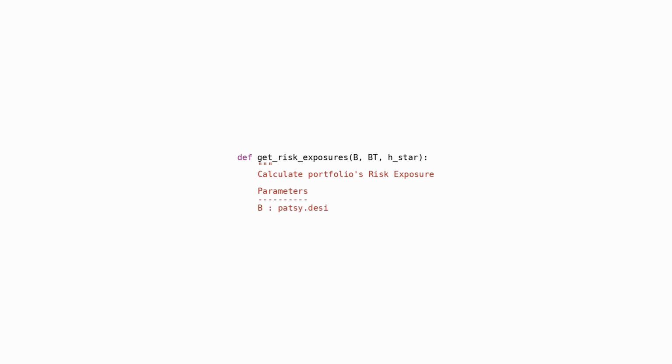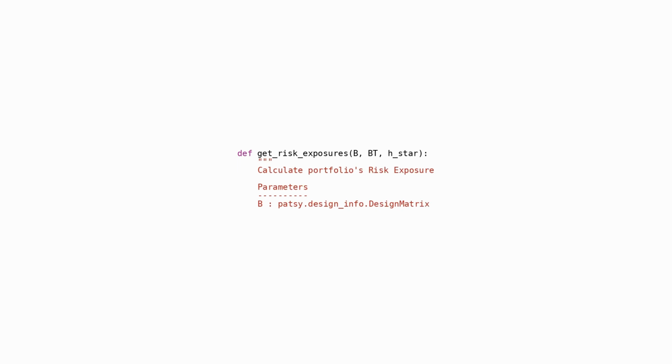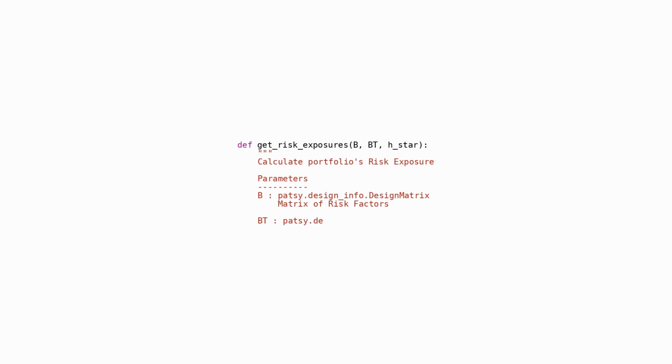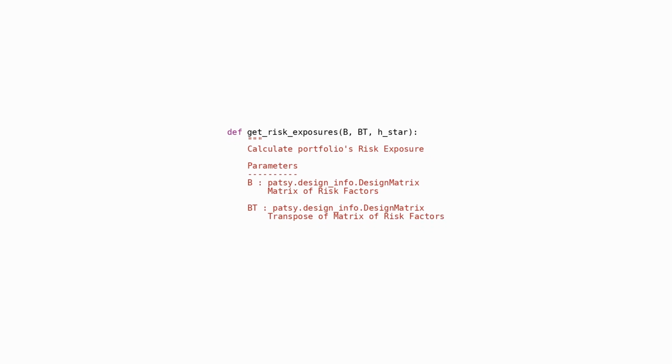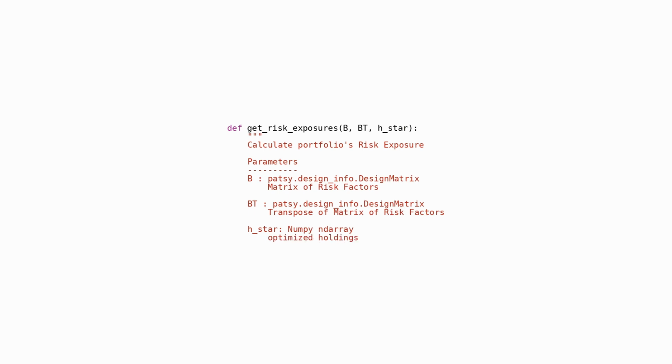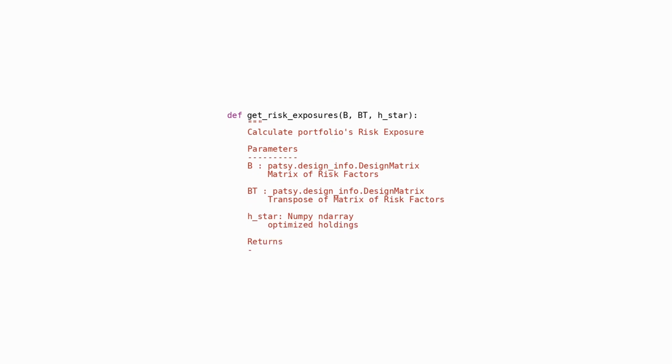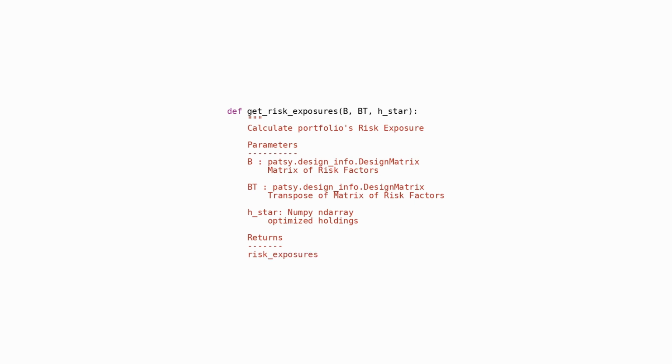The code snippet defines a Python function named get_risk_exposures that calculates the risk exposures of a portfolio given a matrix of risk factors, the transpose of that matrix, and a vector of optimized holdings. The function expects three parameters: b, which is the matrix of risk factors, bt, which is the transpose of the matrix of risk factors, and h_star, which is a numpy array containing the optimized holdings. Inside the function, the numpy matmul function is used to perform matrix multiplication between bt, the transpose of the risk factors matrix, and h_star. This operation calculates the risk exposures for the portfolio.